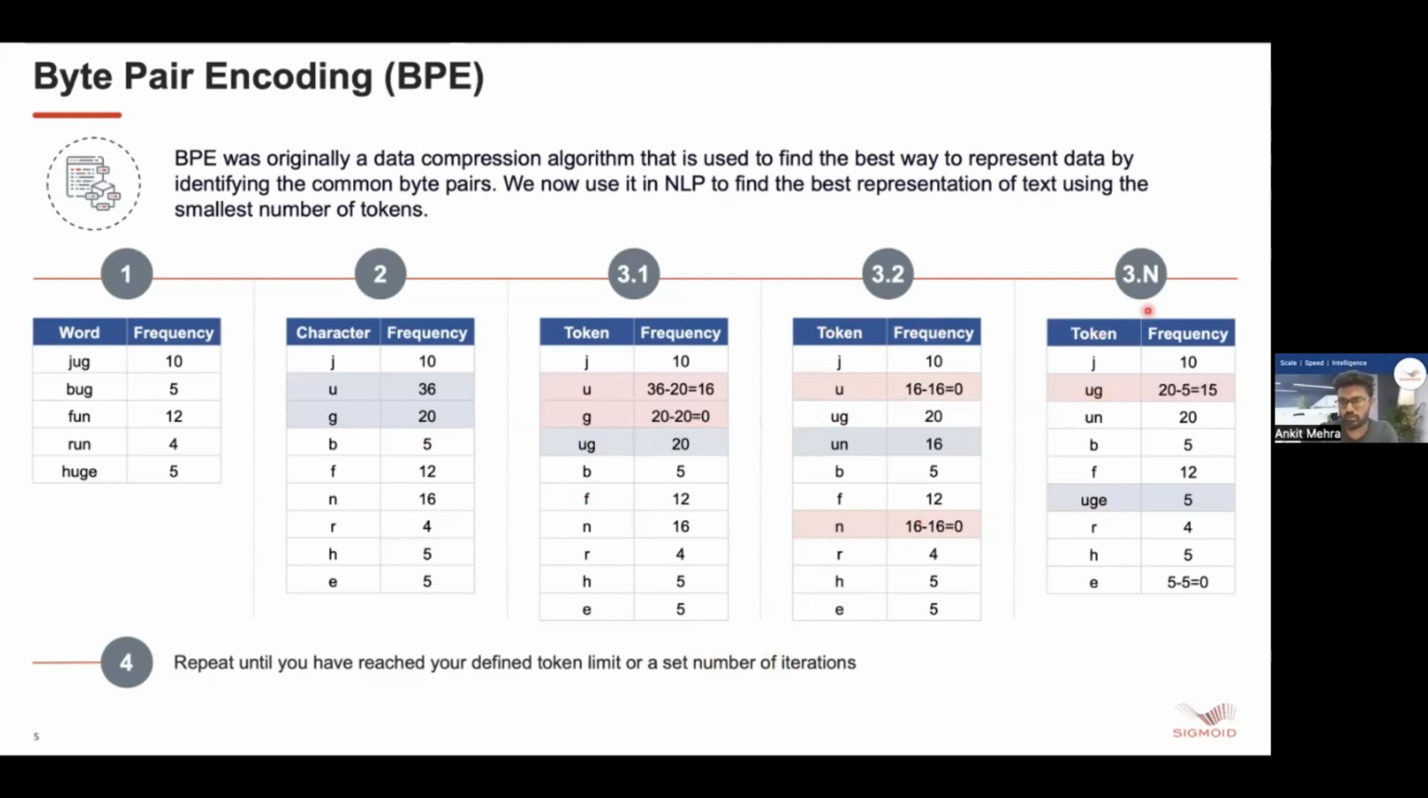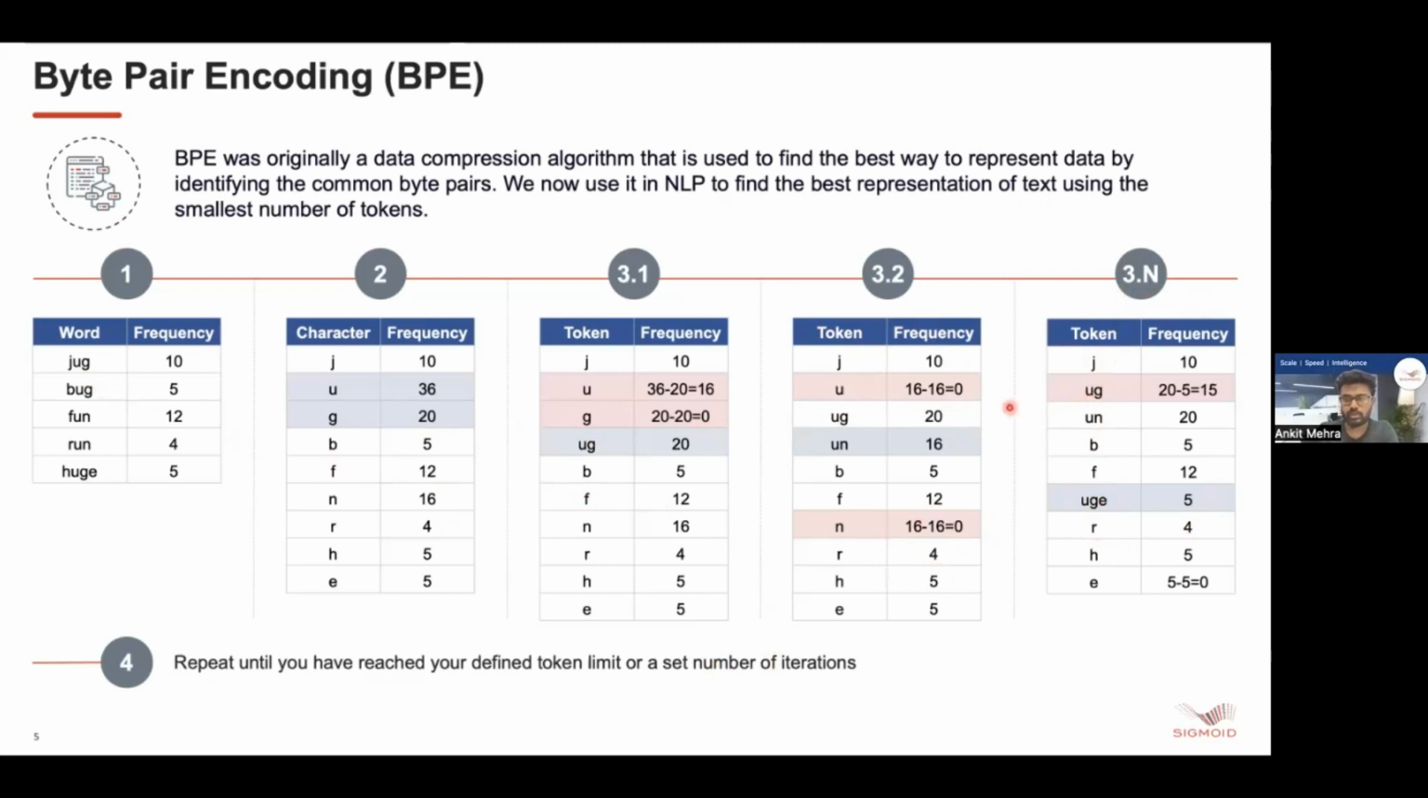So suppose this is our final table, that is it runs for n number of iterations. So we can see from here that these tokens can be used to create our original words, and also it can be used to create some new words like RUG can also be created.